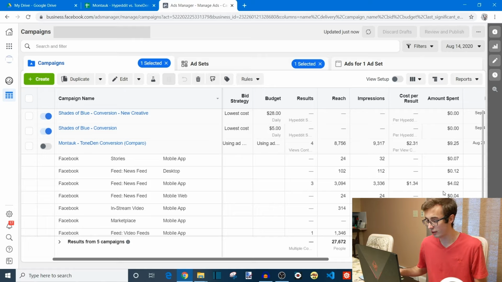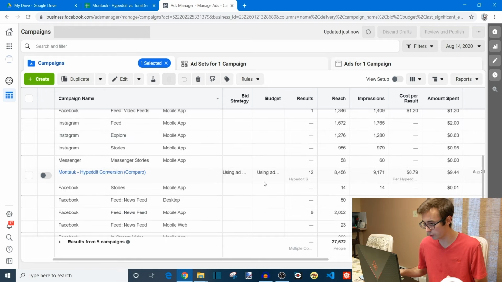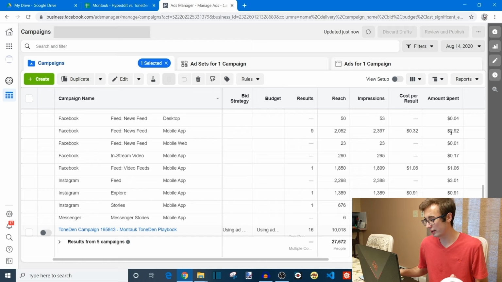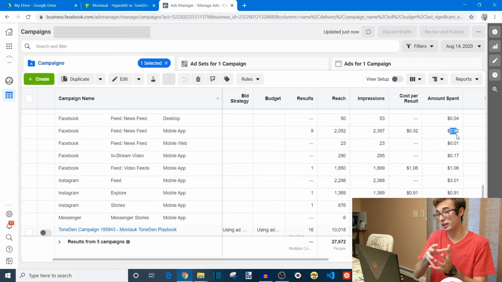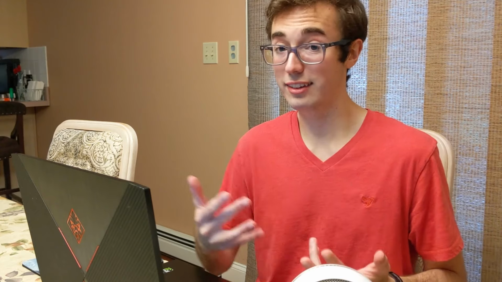So on my first day, the ToneDen campaign put $4 out of its $10, so that's 40% of its budget, into just the Facebook newsfeed, whereas the Hypeddit campaign put $2.92, that's 29% of its budget, into that placement. And you might be saying, well, this rounds to 3, so 3 and 4, what's the difference, right? That actually is a big difference. That's a 33% increase, ToneDen put 33% more of its budget into that one placement right off the bat. And so the first really interesting thing that I learned is even though these campaigns are almost identical except for their conversion event, right? Same targeting, same ad videos, etc.